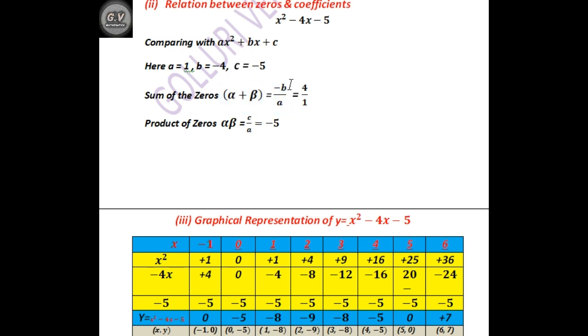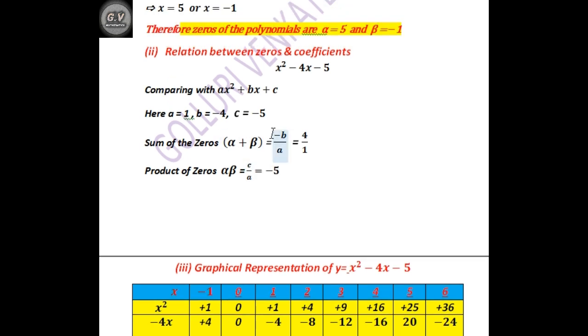We need to change the sign of b, that is minus 4 becomes plus 4, and the value of a is 1. The sum of zeros will be 4 by 1. Next, the product of zeros formula is c by a. What is the value of c? The c value is minus 5 and the a value is 1. So that is minus 5 by 1.